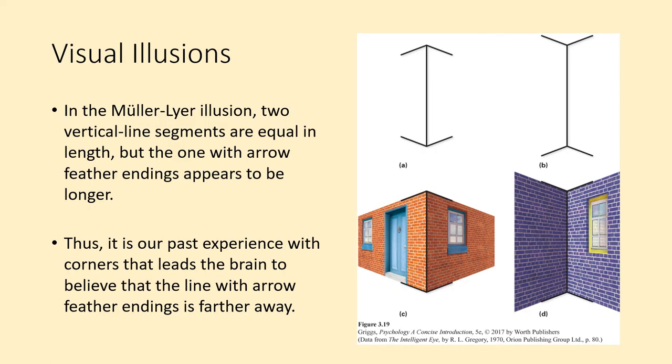Past experiences can also create some illusions. In the Mueller-Lyer illusion, the two vertical line segments in A and B are equal in length, but the one with the arrow feather endings appears to be longer. Thus, it is our past experience with corners, as we see in C and D, that leads the brain to believe that the line with the arrow feather endings is farther away.